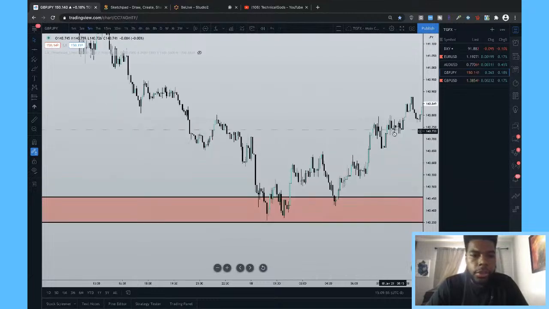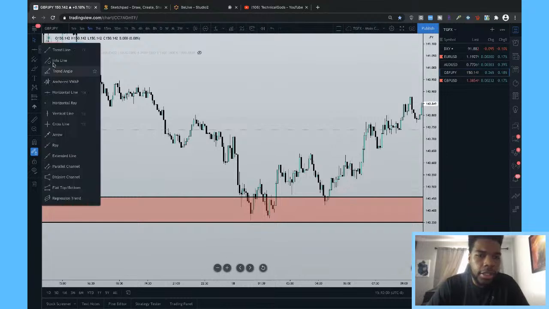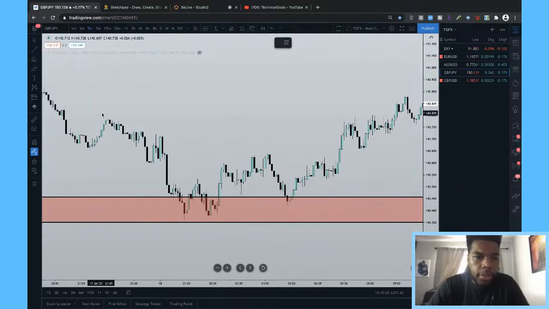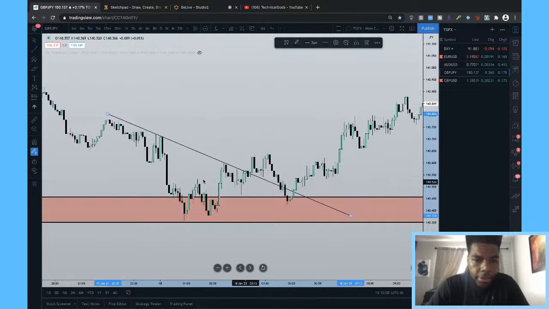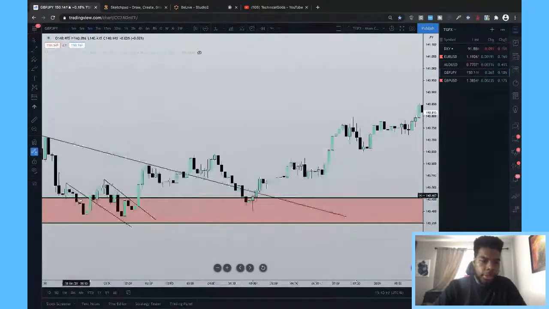So we're looking for a tap to our zone, and then we're looking for a break of a trend line. So we can obviously see we have a trend line here. And then we have a smaller trend line here and here. Okay, so basically, once we form the trend line here, we get a breakout, retest, engulfing here.